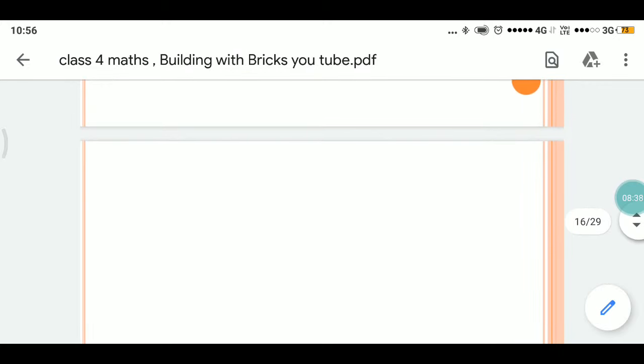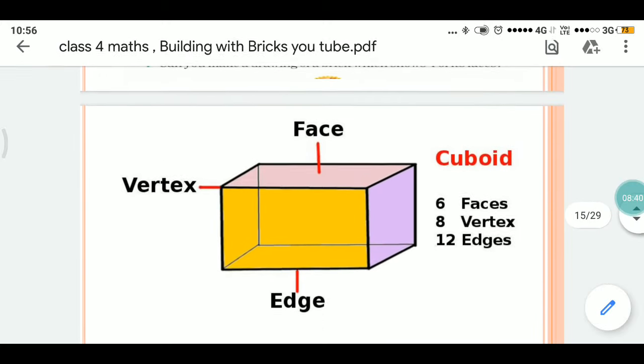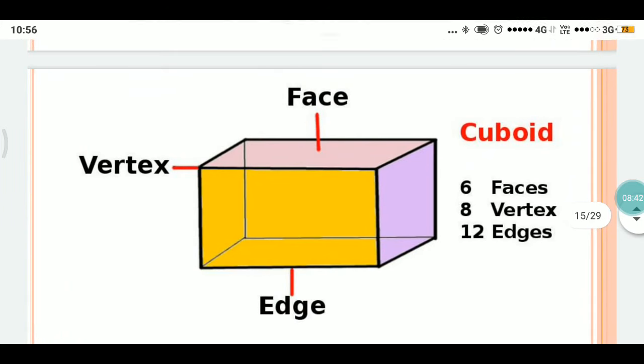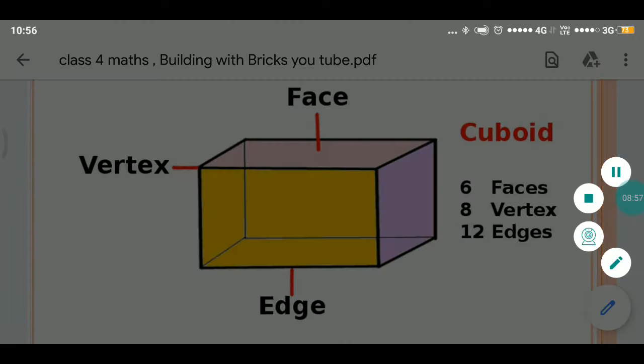What is a cuboid? A cuboid is a 3-dimensional shape with a length, width and a height. Cuboids have 6 faces. Simply, cuboids are made from 6 rectangles, which are placed at right angles.